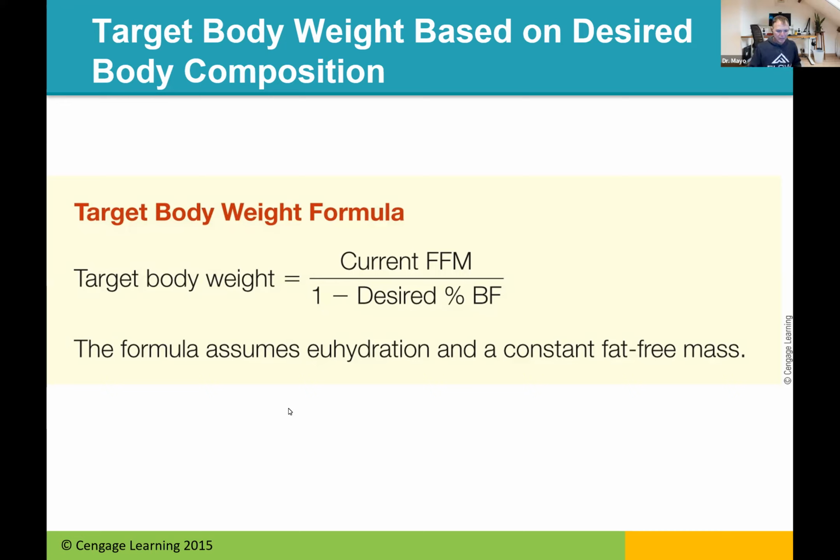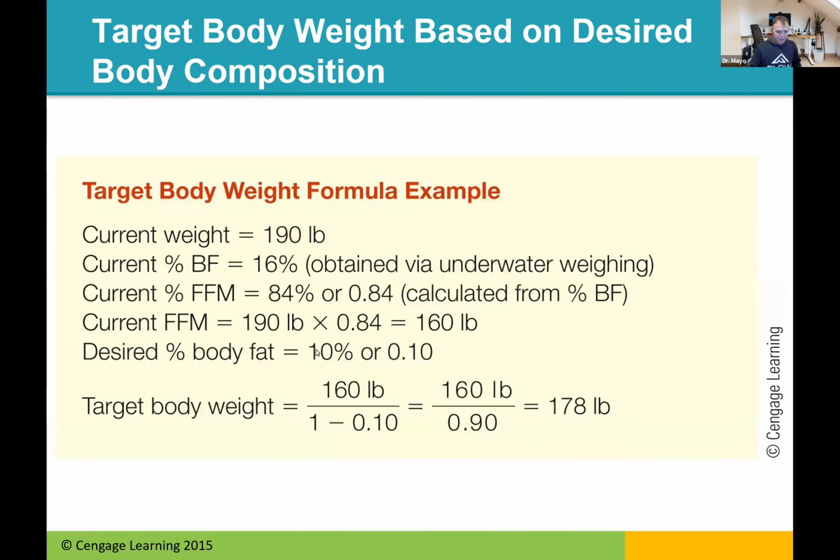And then here they are working it out. I don't know if this is going to be exactly. So let's say you've got somebody and they're 190 pounds and they're 16% body fat. Current fat-free mass is 84%, right? So you use that as a decimal. So you calculate that to be 190 times 0.84.